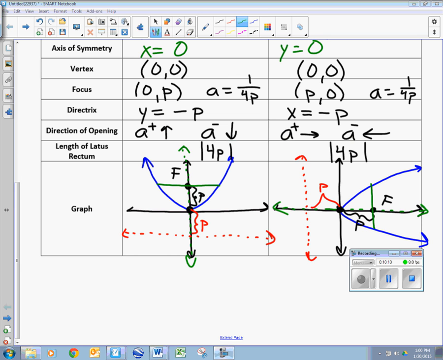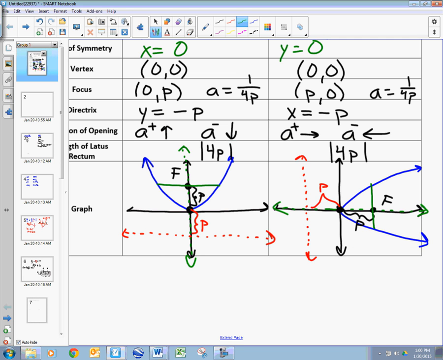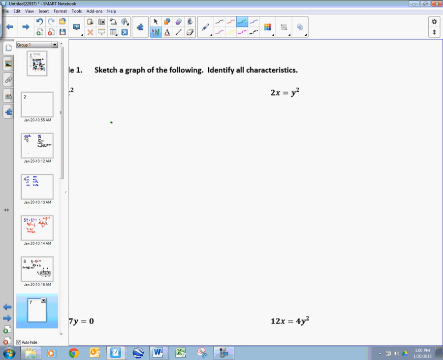Okay, so that wraps up our lesson. Tomorrow, I'm going to show you how to actually graph these parabolas with the appropriate characteristics, so you can enjoy a night off right now.